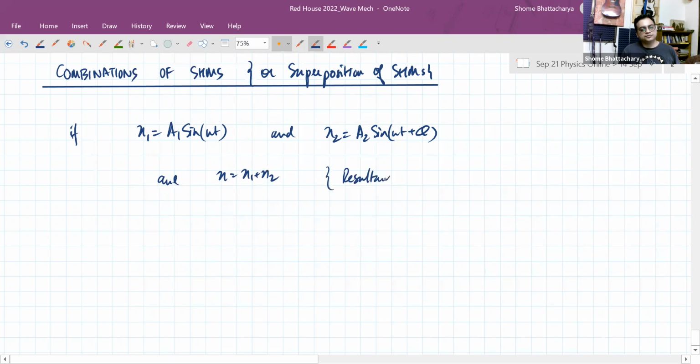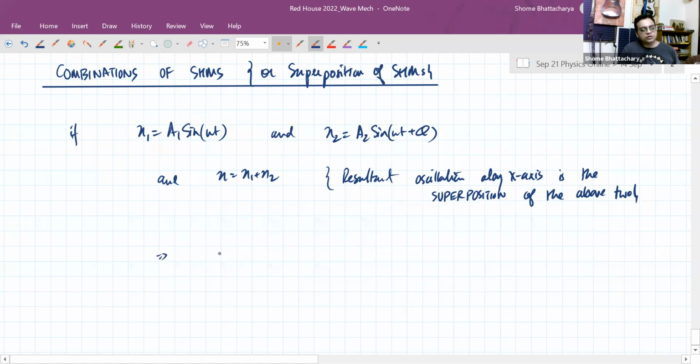So the resultant oscillation along the x-axis is the superposition of the above.